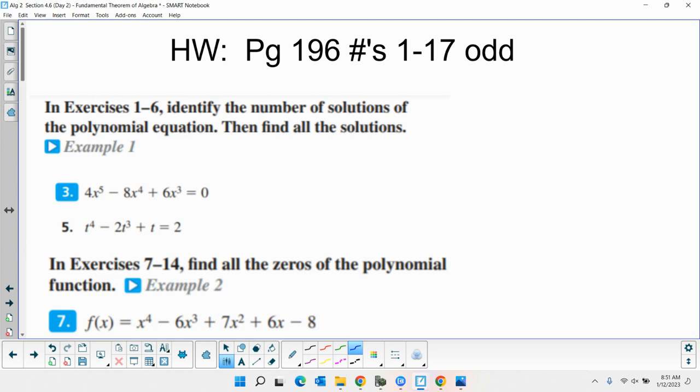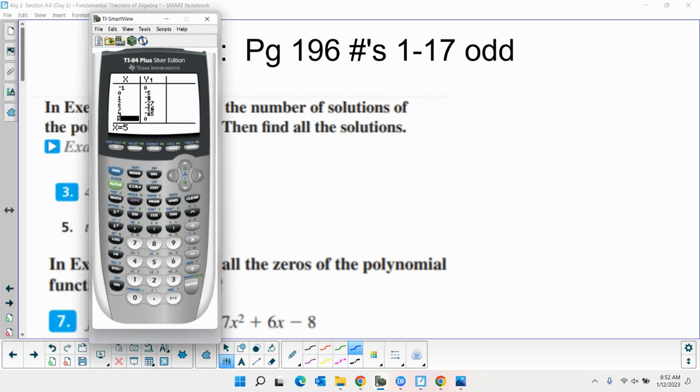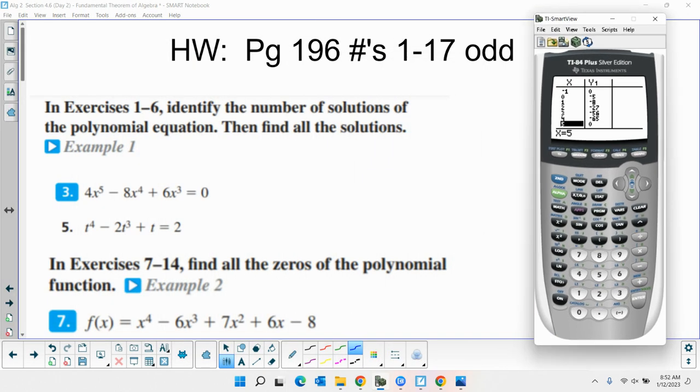Let's stop there for a sec. Any questions on any of those you'd like me to go over? Connor? 3? All right, so 3 is right here on the board, so I'll just move this over and type it in.